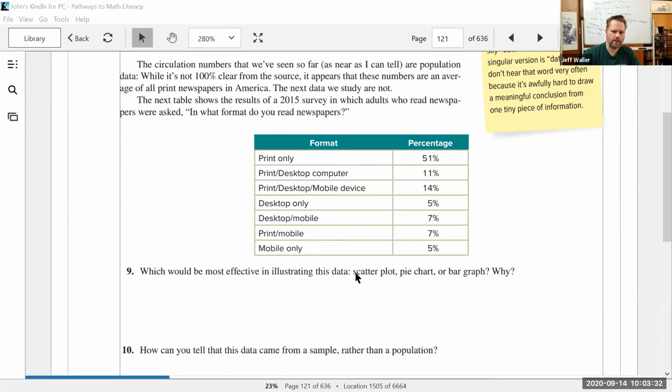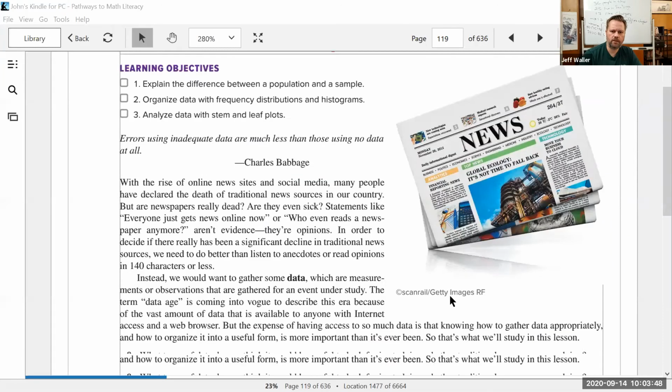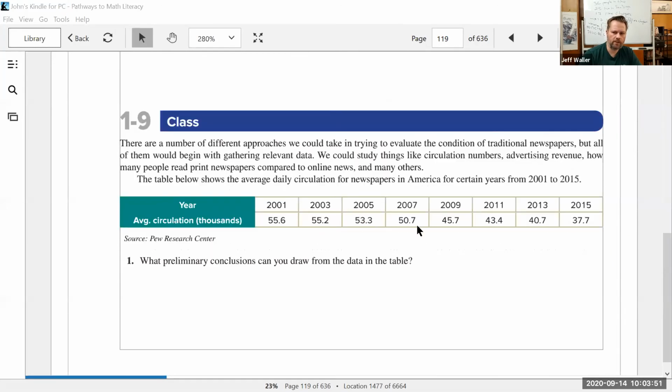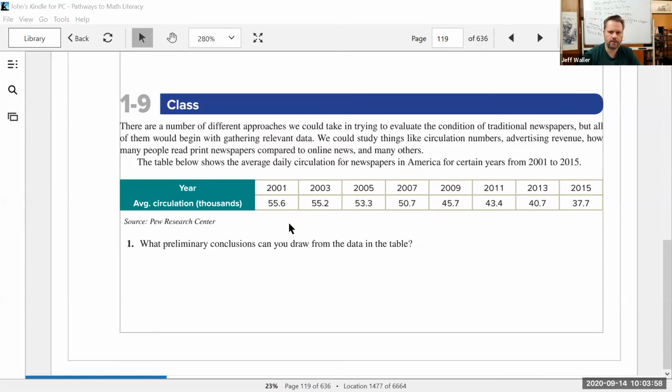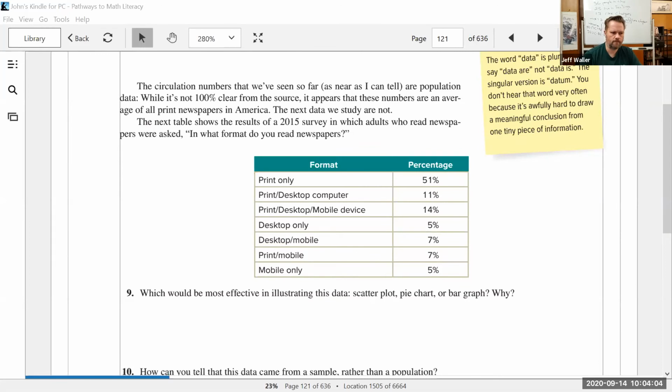How do you think you'd want to illustrate this? Why would a scatter plot not be good? What do you need to be able to do a scatter plot? What did we need up here? We needed points, right? 2001, 55.6. That was a point that I could plot. In this data down here, do I have points? Do you see number, comma, number? No, there's type and then a percentage. So scatter plot is obviously out. I don't see points that I could plot.